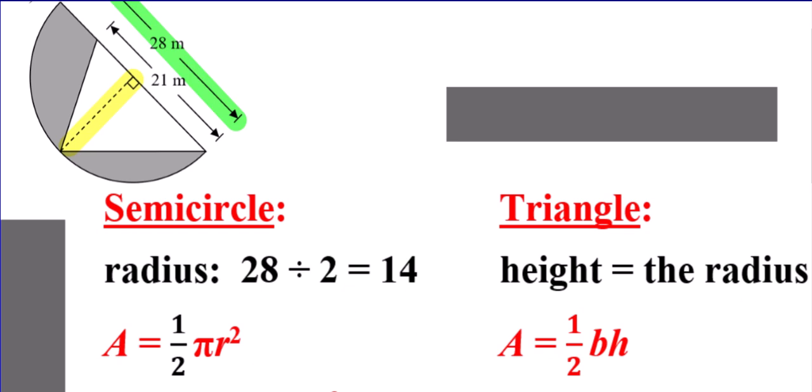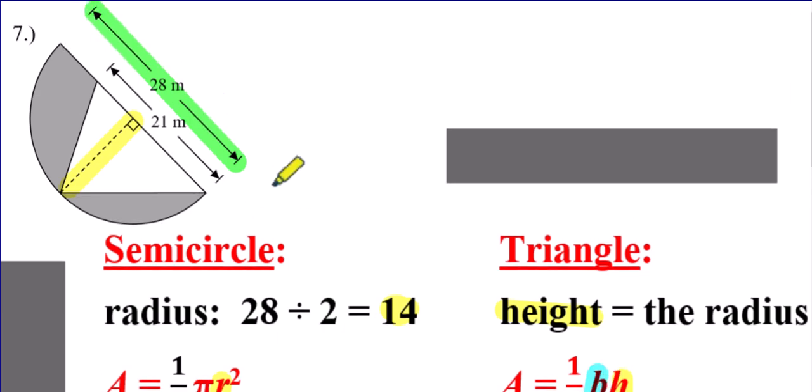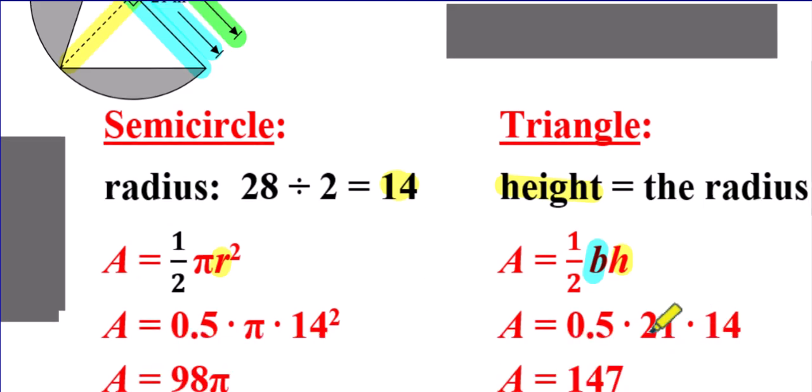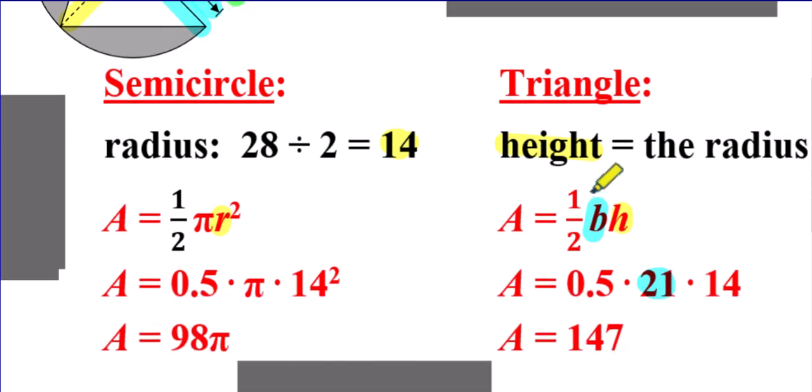Okay, we know the radius. I highlighted it for you in yellow. Radius is 14, and we already said that's also going to be your height. So the height is 14. Now, what's the base of the triangle? It's not 28. 28 goes from here the whole way across to up there. That's not the full length we need for our base. We just need from here to here. Oh, that's the 21 meters. So hopefully you had 21 as your base.